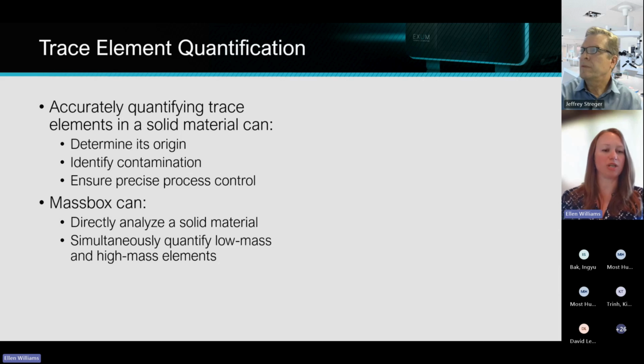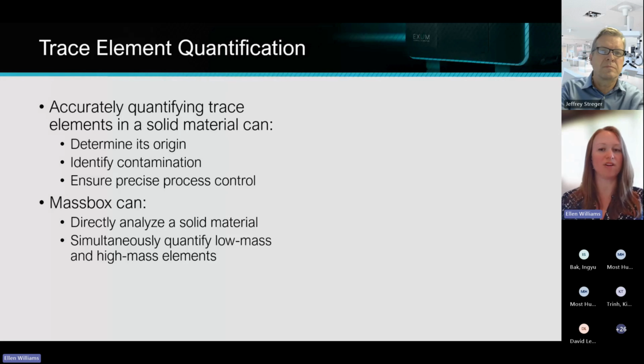But what this also demonstrates is the ability to measure these trace elements for things like contamination or process control when we're creating a product and verifying that that product is going to meet the quality and the safety standards that we expect it to. Or maybe we're creating a brand new material and we want to make sure that it has the purity that we anticipate. And so it can be a challenge to directly analyze a solid material and simultaneously get those low mass and high mass elements in a single analytical session.